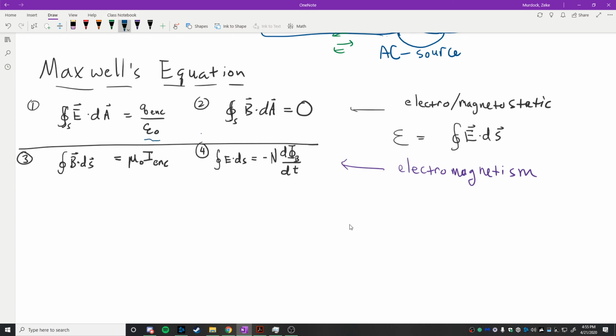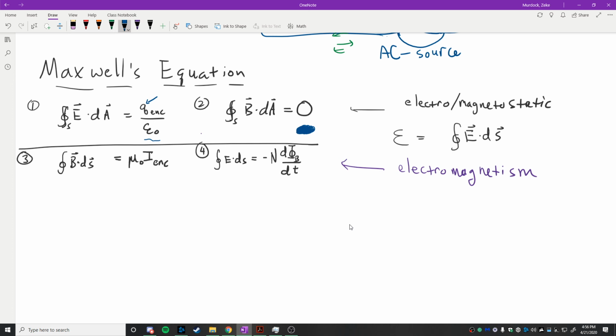When you do the flux, it's equal to the charge enclosed, right? But when you do the magnetic flux, you always get 0. Why is that? What's the reason why this one's always 0? Do you guys remember? That's part of it. What's the other reason?